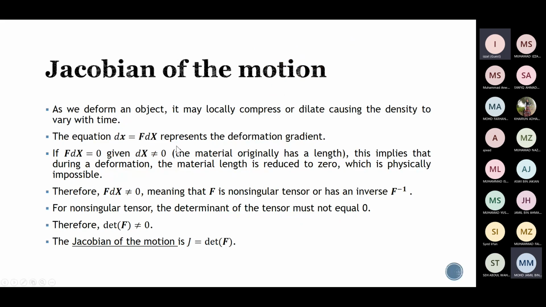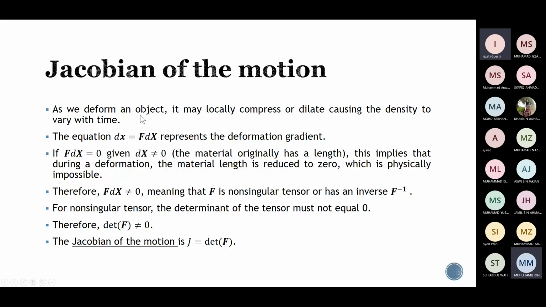Okay, so one of the important things about the deformation gradient is the Jacobian of the motion. So what is Jacobian? So there are a lot of terms. So it's just a name, okay? It's just a name, but the definition, there will be no question like define Jacobian, define deformation gradient.